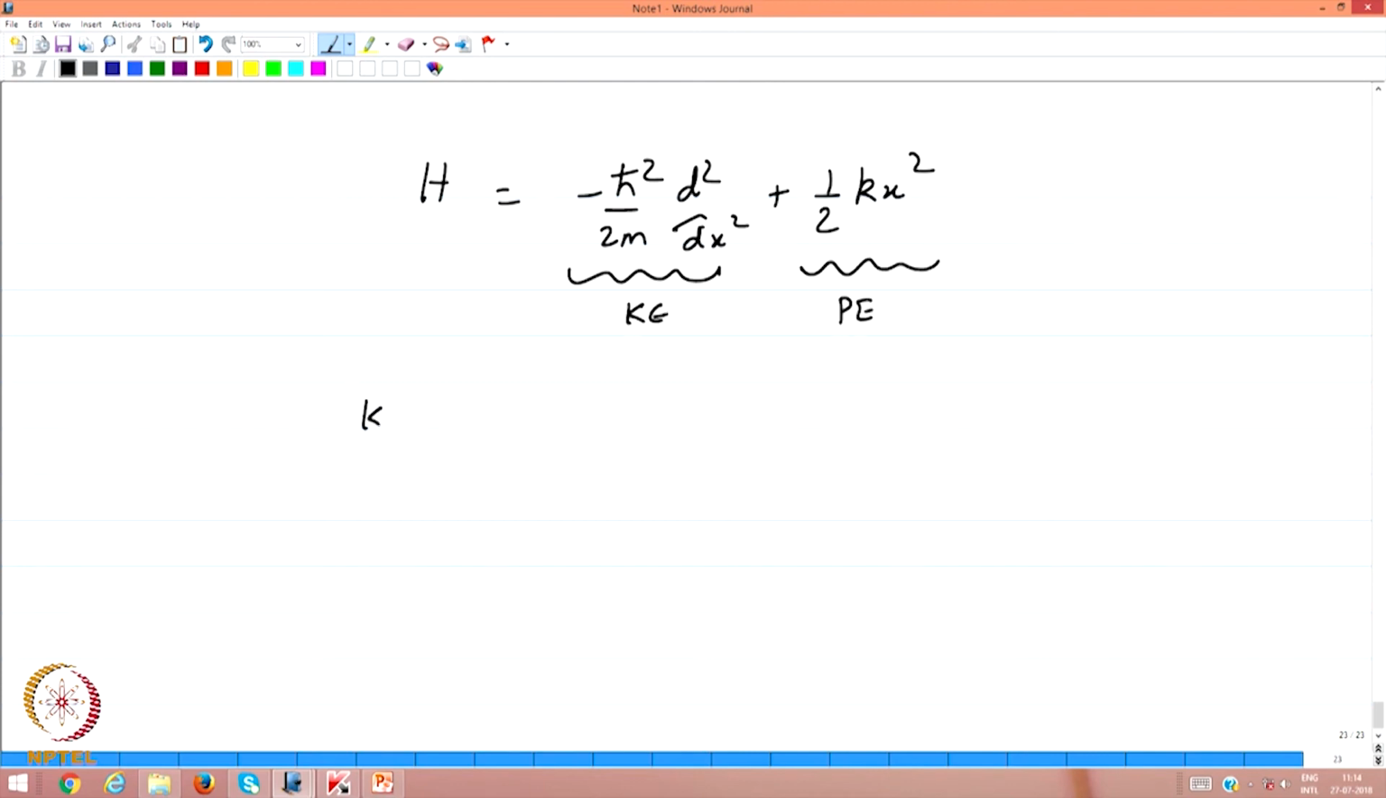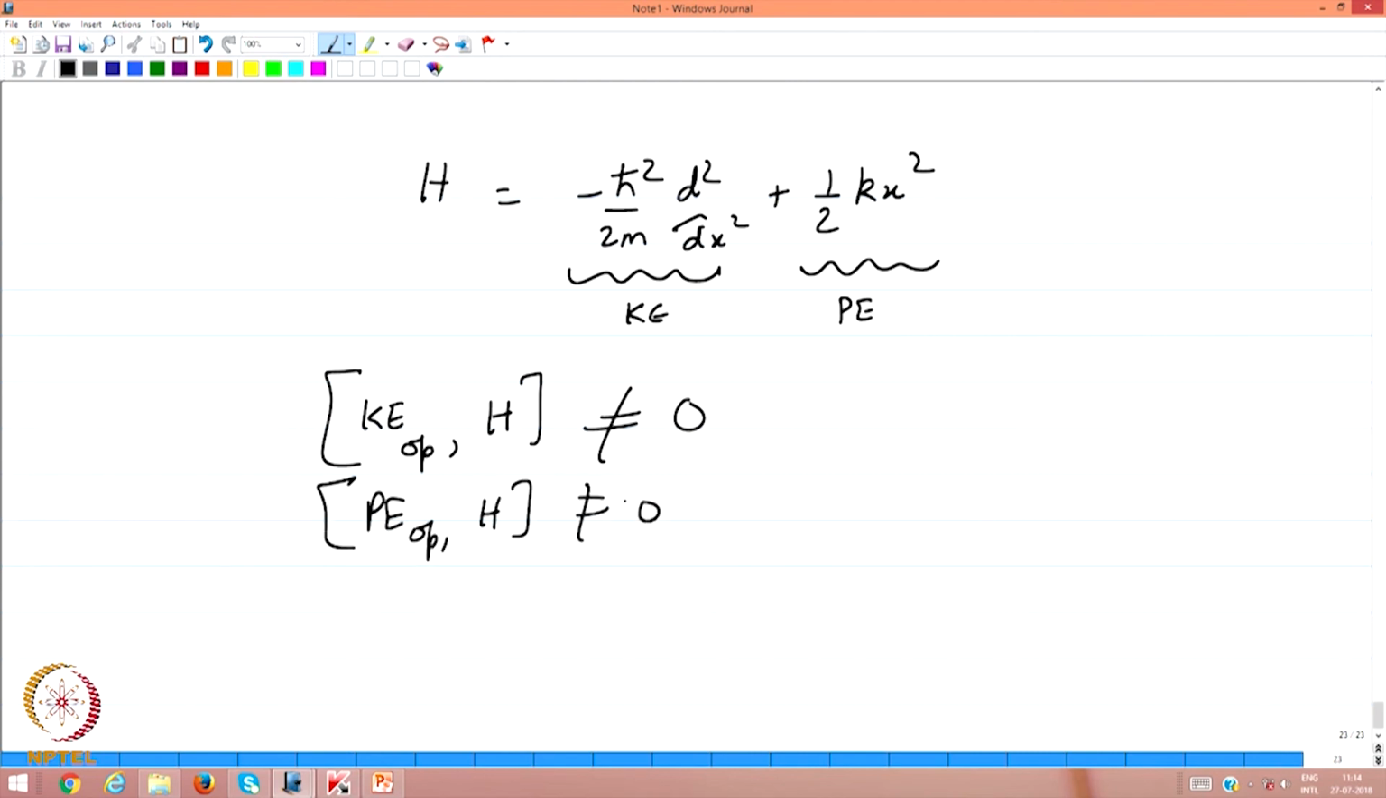The kinetic energy operator does not commute with the overall Hamiltonian, because it may commute with itself, but it does not commute with the x square term. And likewise, the potential energy operator does not commute with the Hamiltonian, because k x square will commute with the k x square part of the Hamiltonian, but will not commute with this. Therefore, KE and PE are not eigenvalues simultaneously.